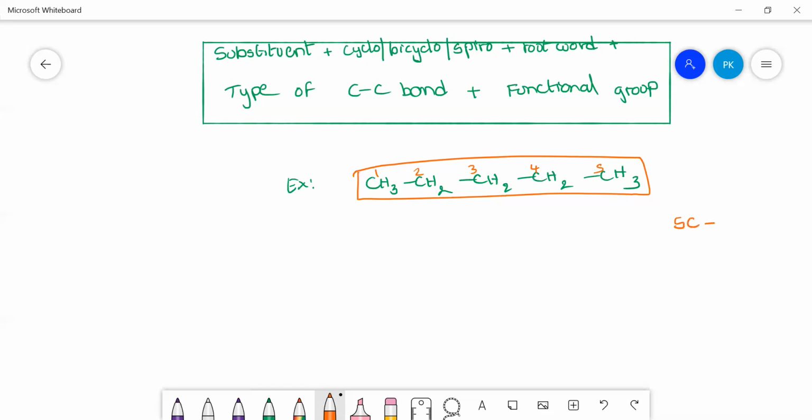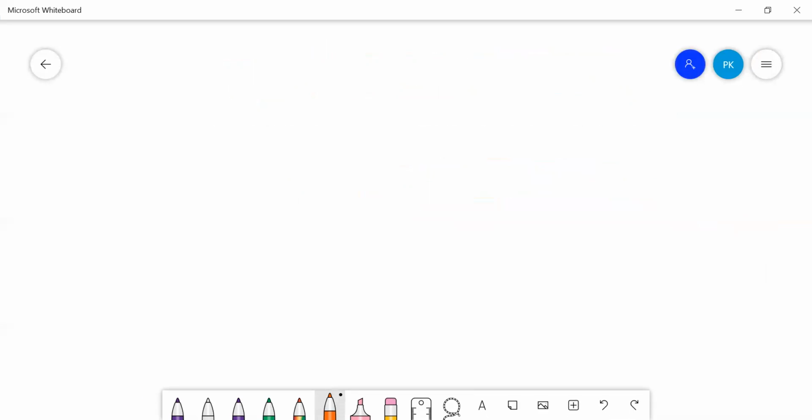So what root word do we have to use, students? Pent. So write the word pent. And next follows the type of carbon-carbon bond. So what kind of bond do we have? A single bond. Single bond means we have to write the word ane. So pent, ane: pentane. Is there any functional group? No functional group. So the name of the compound is pentane. That's it. Okay. Now let me tell you about the substituents, students.